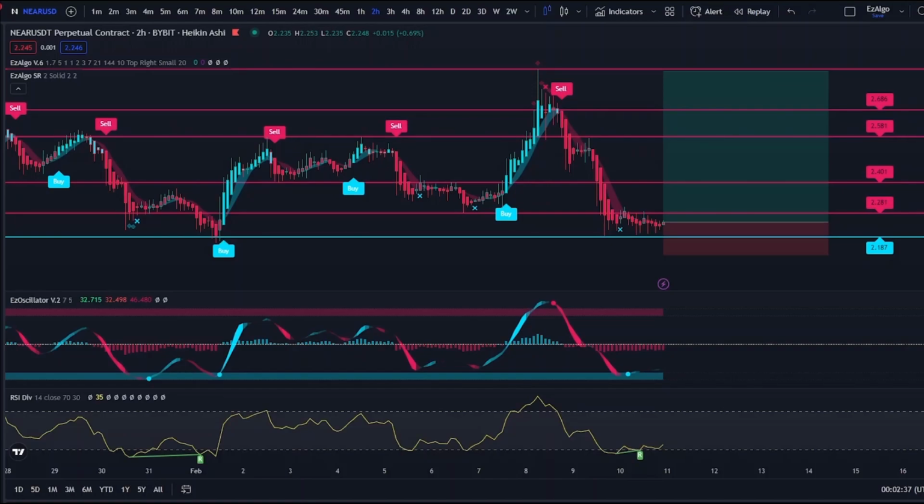A lot of you guys have been asking to see EzAlgo in real time in action. So I just entered a long position on NEAR USDT, and I thought I'd walk you guys through my thought process a little bit, why I entered this trade and how you can do the same thing using the EzAlgo trading indicators.